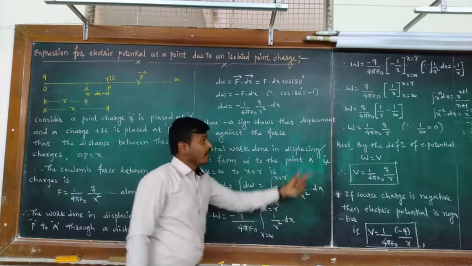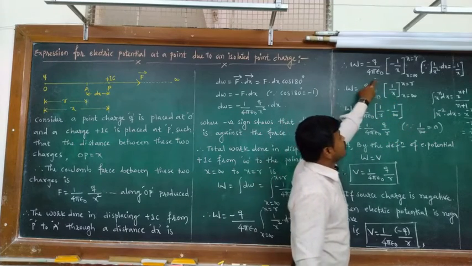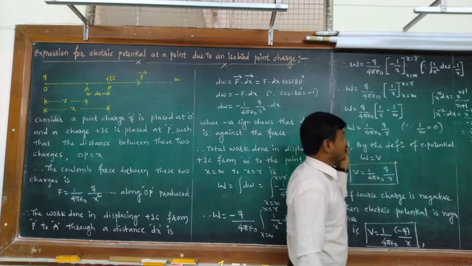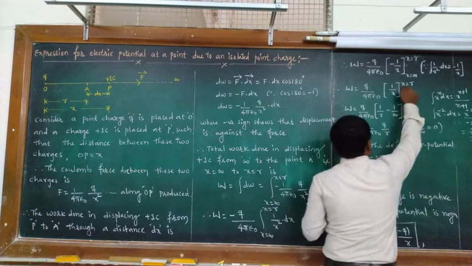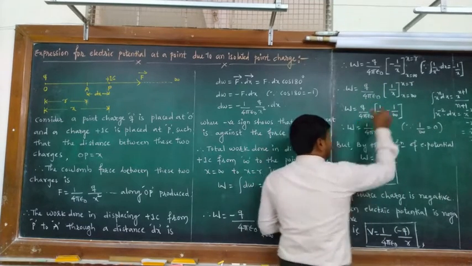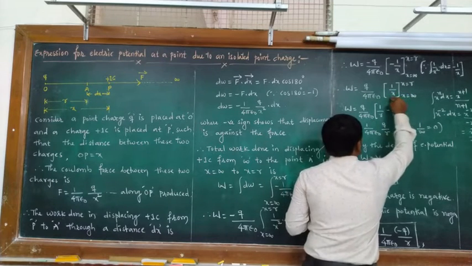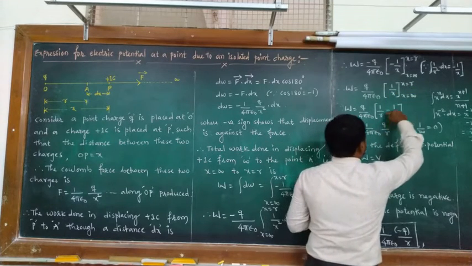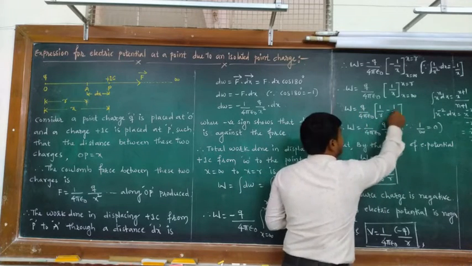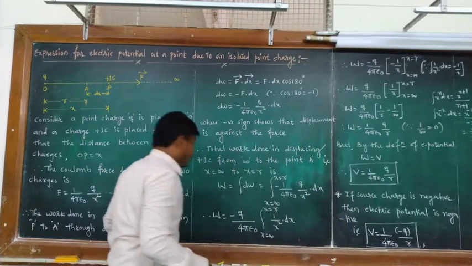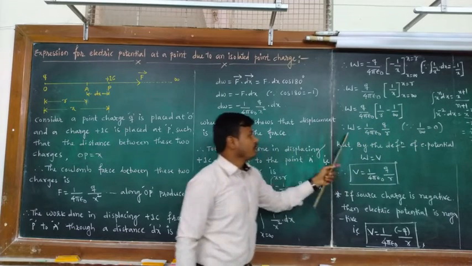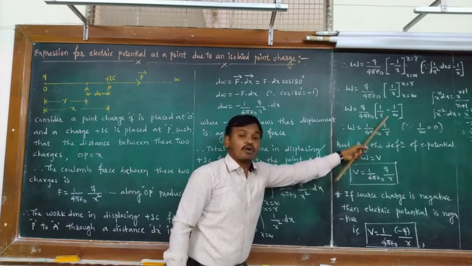Integration of 1 upon x square dx is what? Minus of 1 by x. On substituting that value, upper limit and lower limit, keep as it is, minus taken is positive, and the next one, 1 by x, upper limit x equal to r, lower limit x equal to infinity, q by 4 pi epsilon naught keep as it is. In the place of x, first we have to substitute the upper limit, minus, then we substitute the lower limit. Therefore, q by 4 pi epsilon naught 1 by r minus of 1 by infinity. Here 1 by r keep as it is, 1 by infinity reduces to 0. Therefore, W is equal to 1 by 4 pi epsilon naught q divided by r.